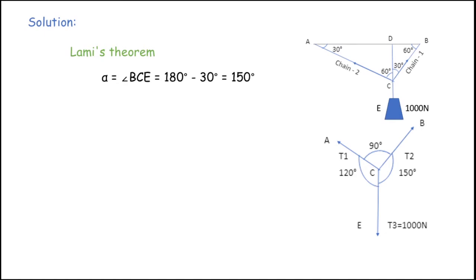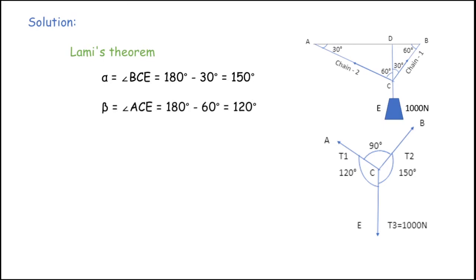For that we have to take first DCE. The angle of DCE is a straight line, so it becomes 180 degrees, and the angle between D and B is 30 degrees. So we have to subtract 30 degrees from 180 degrees, so we get 150 degrees. It is the alpha.